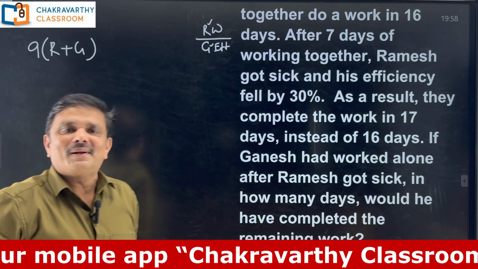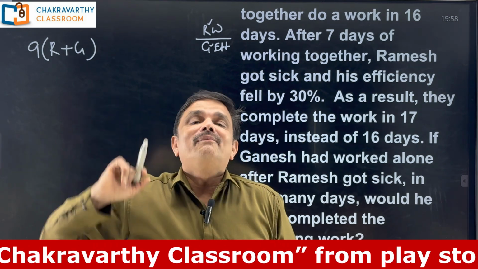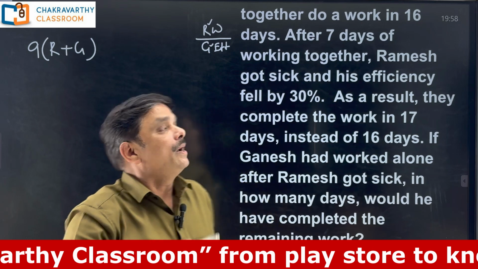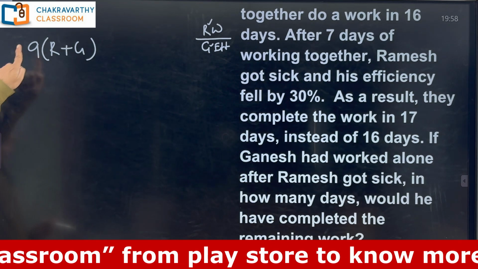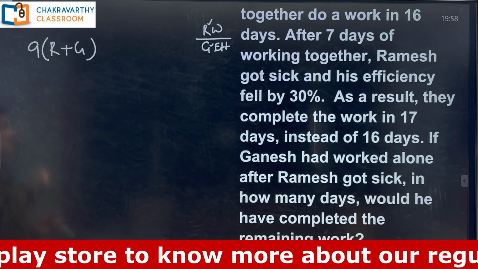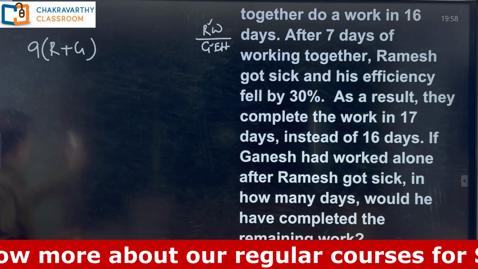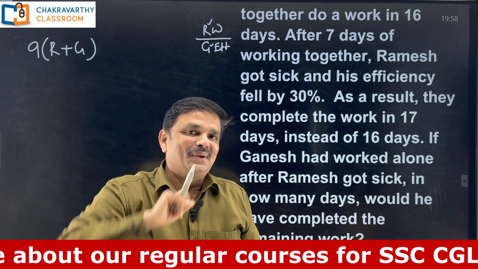This is the remaining work, isn't it? When both work with their usual efficiency, this is the remaining work. That is 9 days into Ramesh plus Ganesh work. Ramesh 1 day work plus Ganesh 1 day work into 9 days is the remaining work. One side. On the other side, you think it over.